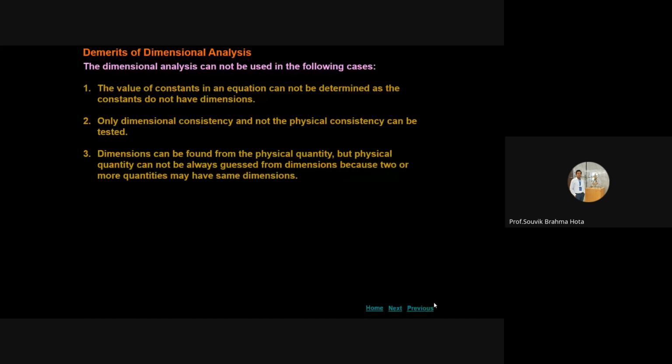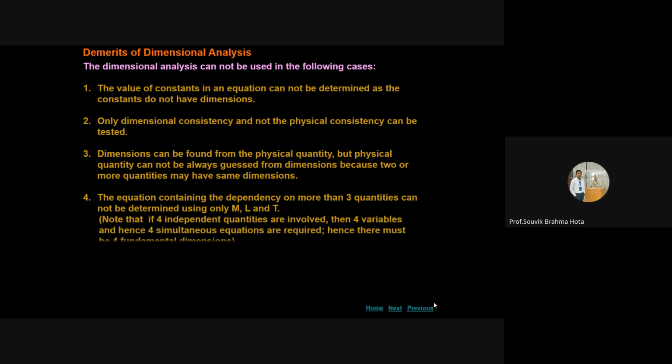Yes, we know work and energy, and even moment and torque, have the same dimension. So how can you differentiate which one is moment and which one is torque? This is a problem. An equation containing a dependency on more than three quantities cannot be determined using only MLT, because MLT is the basic thing. If you have Kelvin, ampere, candela, all these things, you cannot do it with simple dimensional analysis.